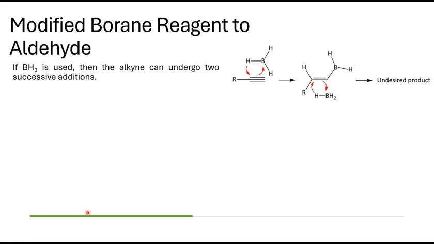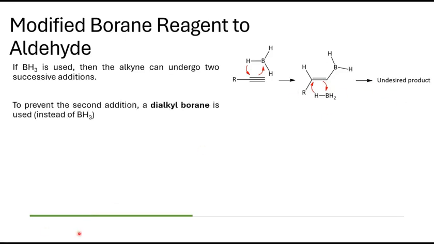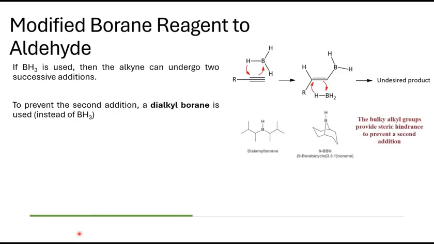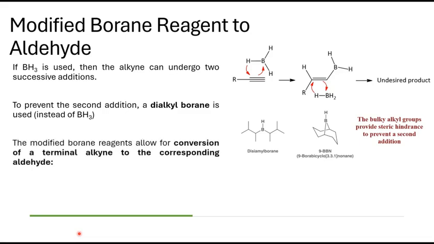Modified borane reagent to aldehyde. If BH3 is used, then the alkyne can undergo two successive additions and result in undesired products like we see here. To prevent the second addition, a dialkylborane is used instead of BH3. The bulky alkyl groups provide the steric hindrance to prevent the second addition, and there's only one addition that occurs. The modified borane reagent allows for the conversion of a terminal alkyne to the corresponding aldehyde without further additions.